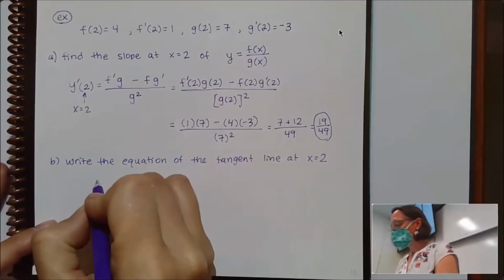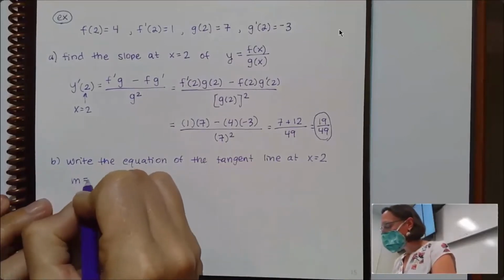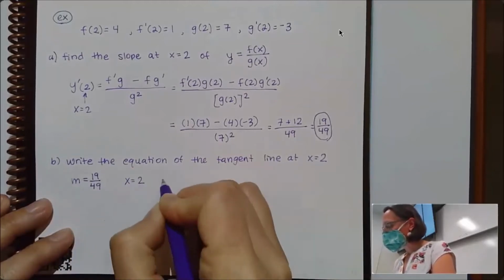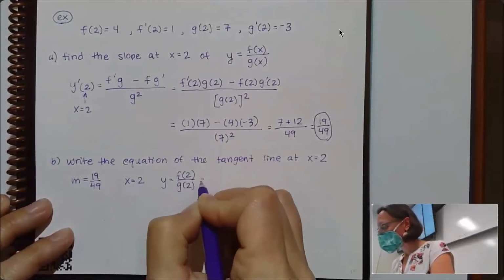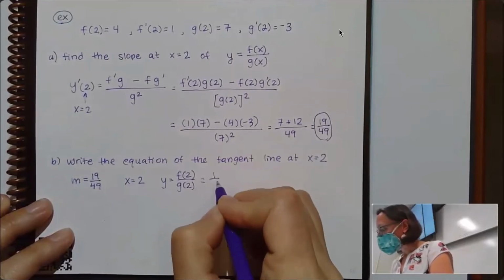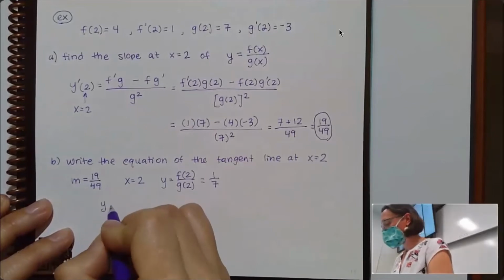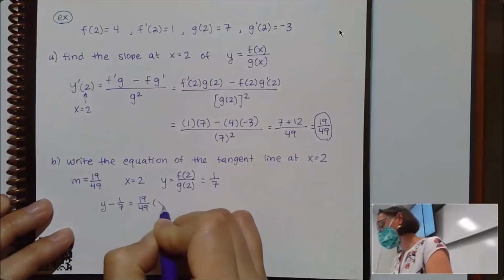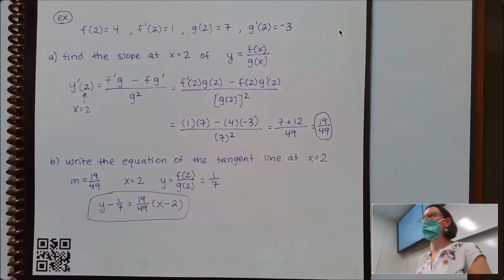So to write the equation of a tangent line, I know that I always need a point and a slope. We just figured out our slope. And in terms of our point, I know that x equals 2 and y should be f of 2 over g of 2. So that would be 1/7. So if I were writing the equation of the tangent line, I would just write it as y minus 1/7 is equal to 19 over 49 times x minus 2. You could do y equals mx plus b. Question?